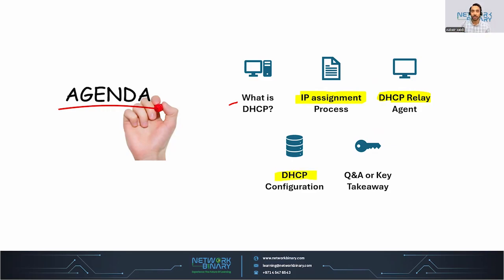I already have a Packet Tracer lab. I have designed the topology. I'll show you how to configure the DHCP pool on the Cisco router. And at the end of this video, you will have one question, and we will see the key takeaways that we are going to take from this lecture. So let's get started.